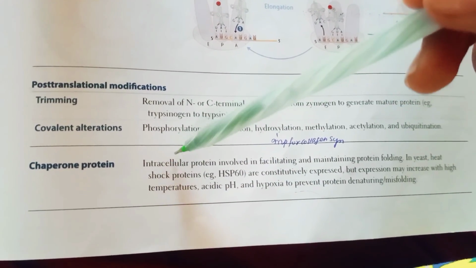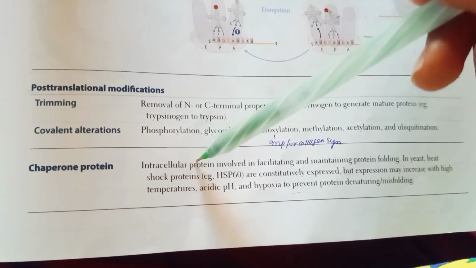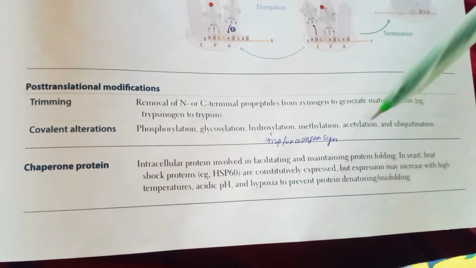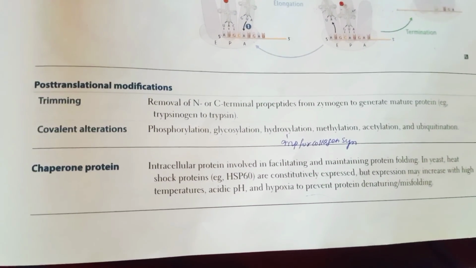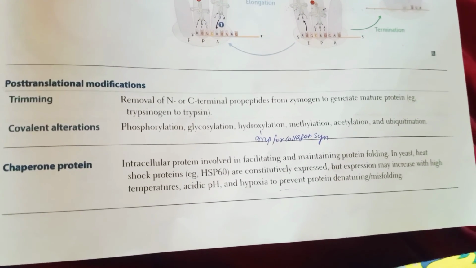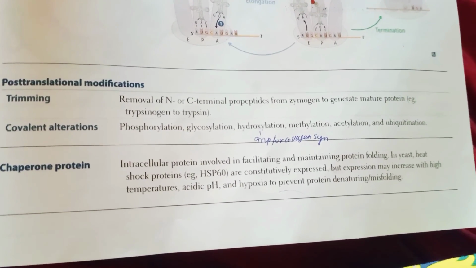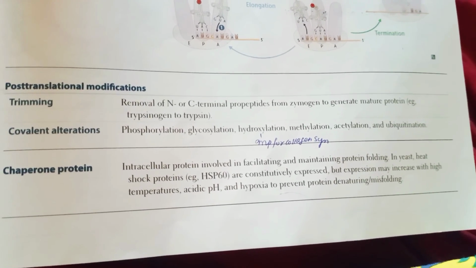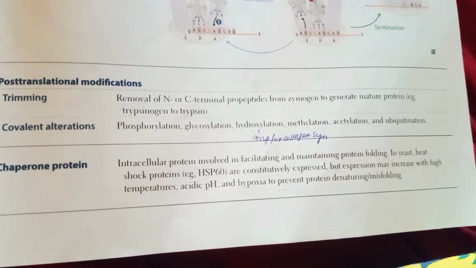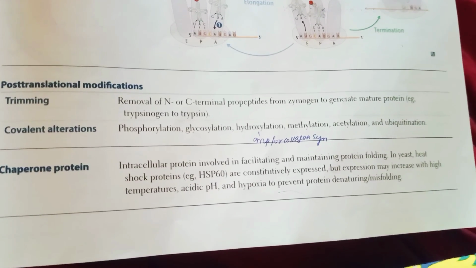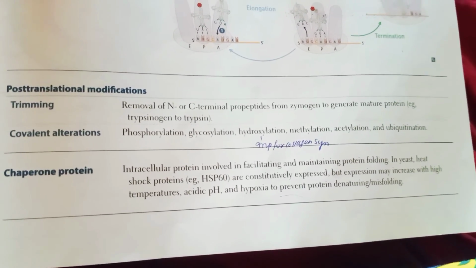Finally, chaperone proteins. These are intracellular proteins which are involved in facilitating and maintaining protein folding. So we need to fold the protein, and for that we need these proteins. Heat shock proteins are expressed normally, but expression may increase with high temperatures, acidic pH and also hypoxia to prevent protein denaturing and misfolding.